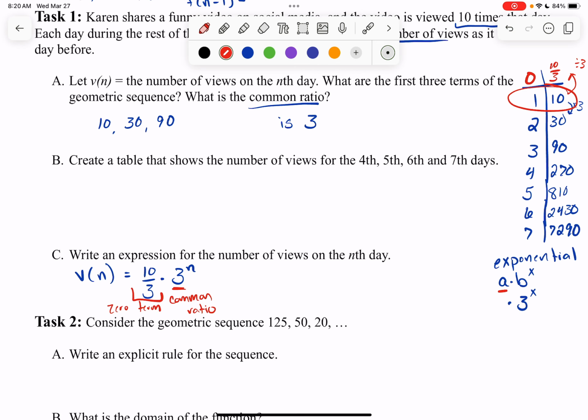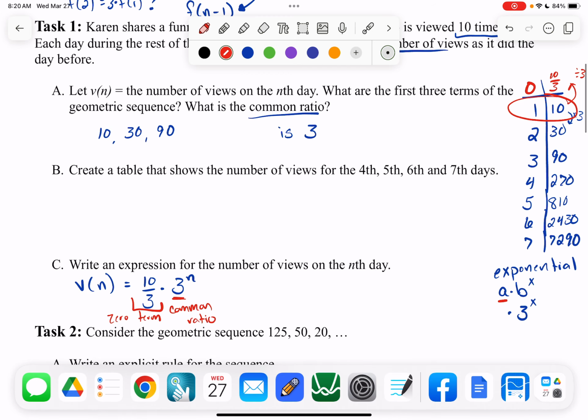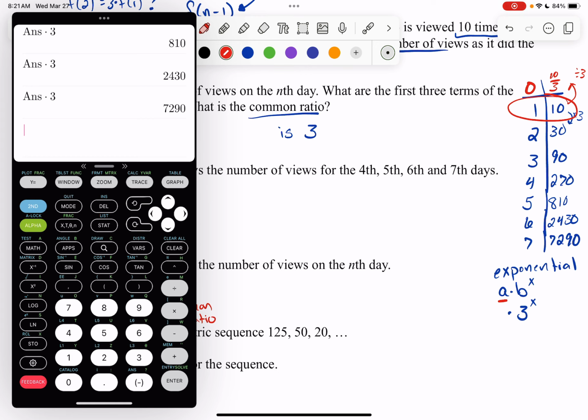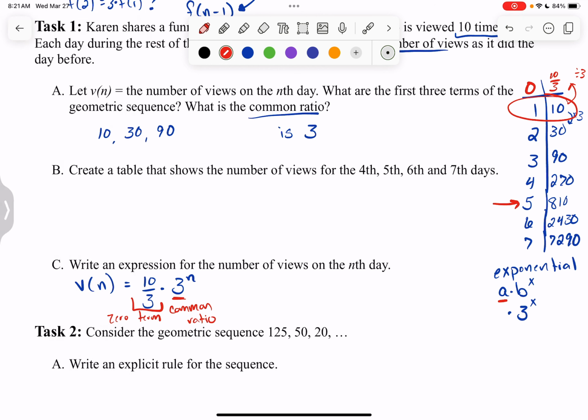Okay, and then I always like to double check to make sure this works. So let's bring in my calculator. And so if I take 10/3 times 3 to the 1st power, I should get 10. I do. Let's see, did it work for the 5th term? If I take 10/3 times 3 to the 5th, I get 810. It did. So it seems to work for this one. So this is one way of doing this problem. It's to back up to the 0th term and use that for A.